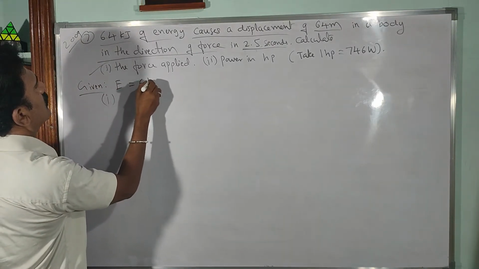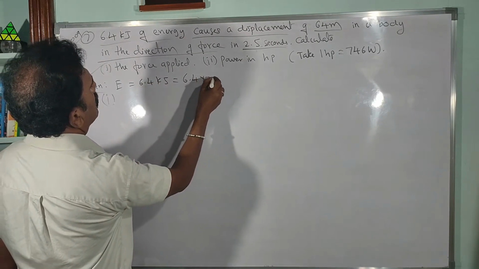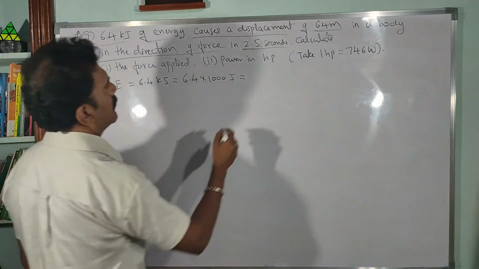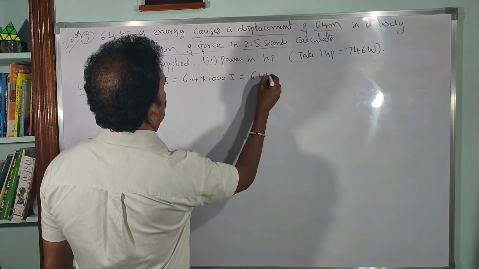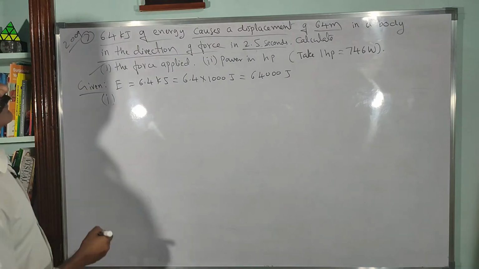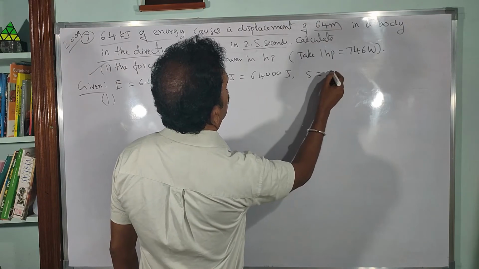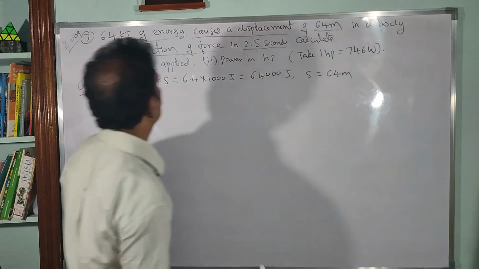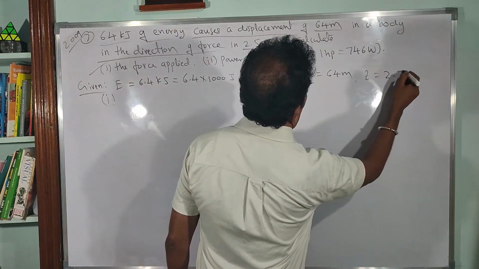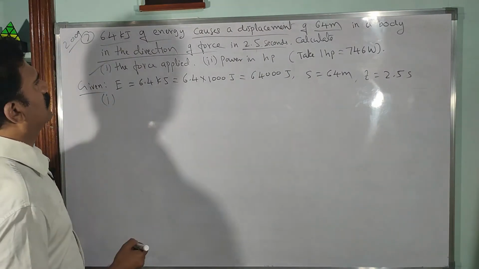E is equal to 6.4 kilojoules, or you can write it as 6.4 into 1000 joules. How much is it? 6400 joules. Okay, then what else is given? Displacement, S is equal to 64 meter. Then next, time taken, t is equal to 2.5 seconds. That's it. So first of all you have to calculate what?